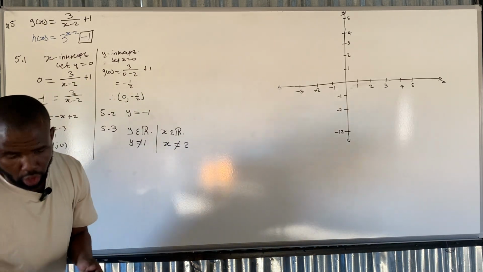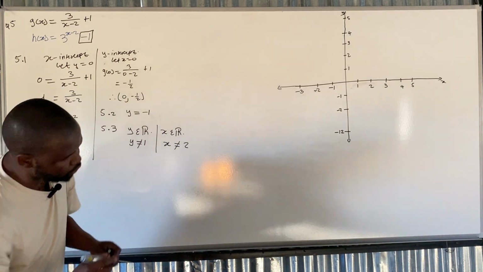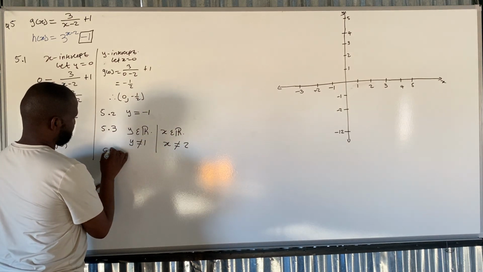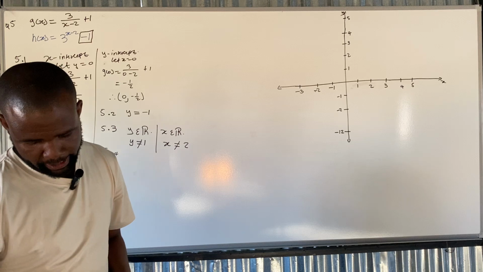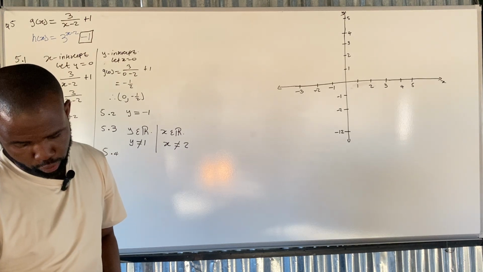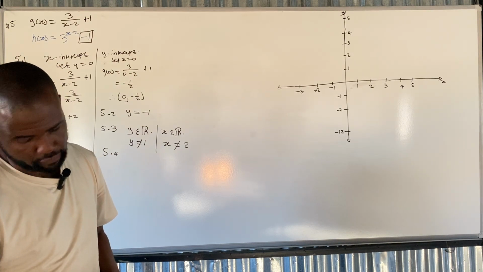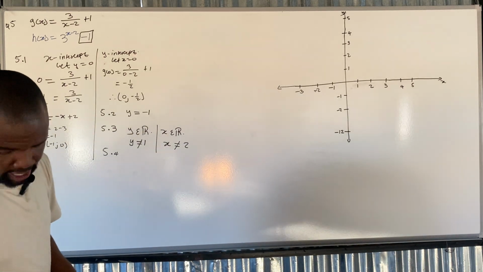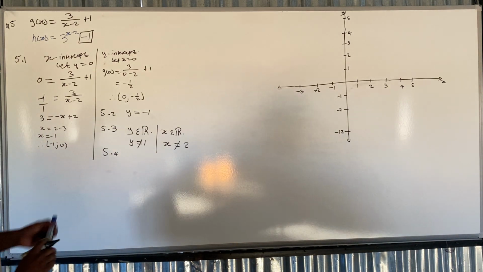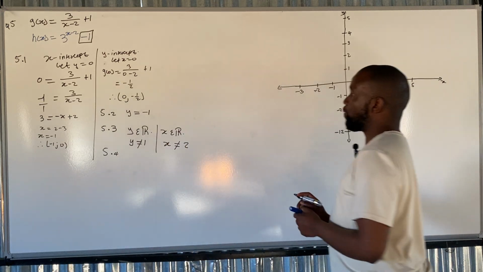Now, going to 5.4. 5.4, which is basically what is there, which is they're asking us to sketch both graphs on the same set of axes. Now let's start with the information that we already have here when it comes to the hyperbola.